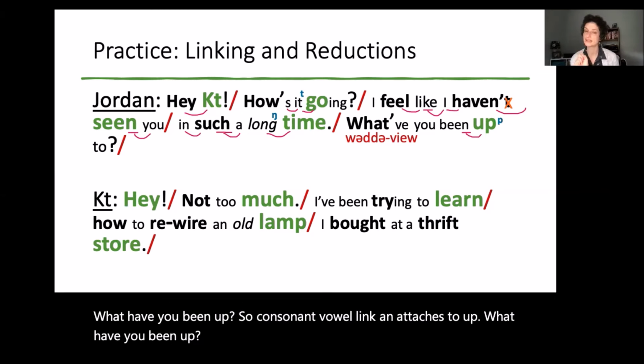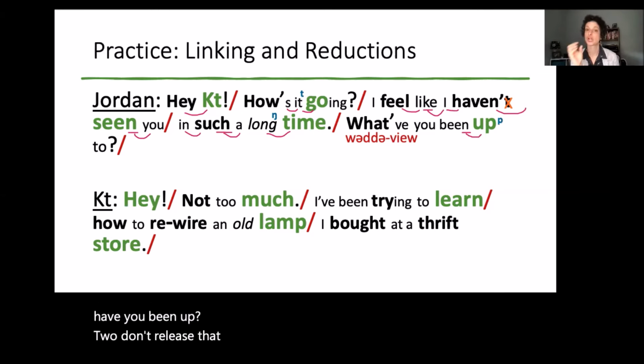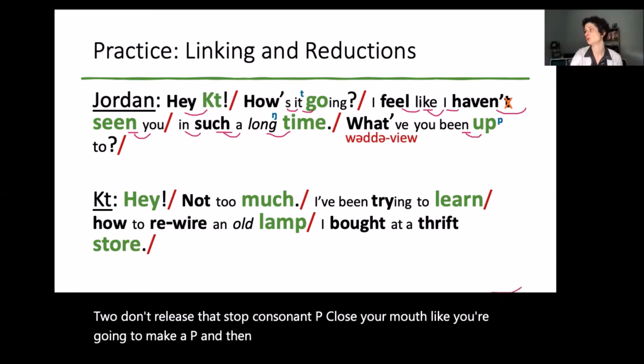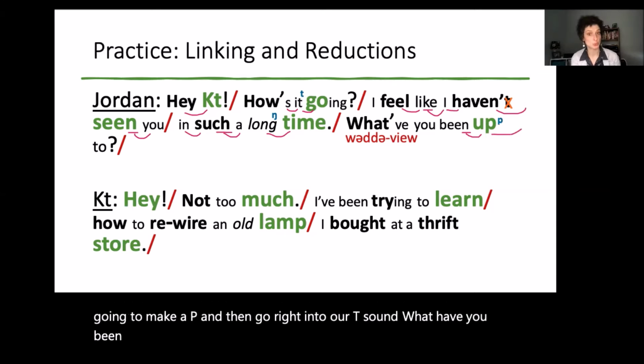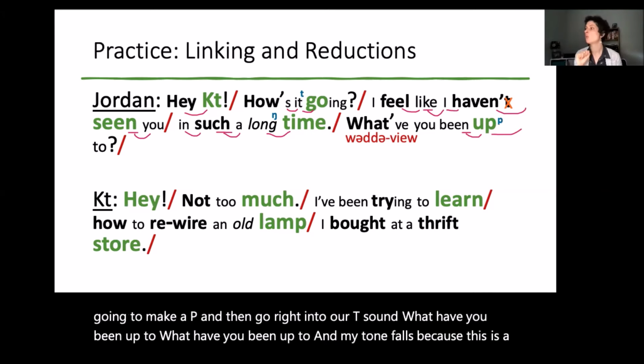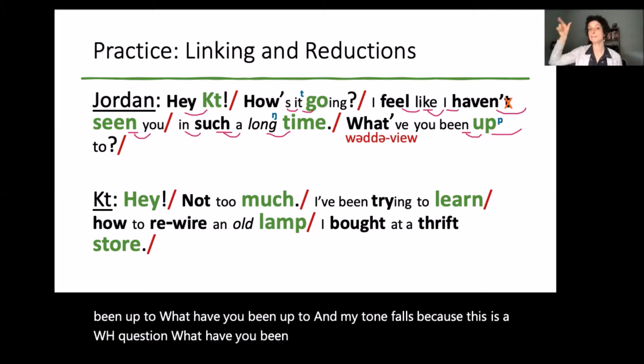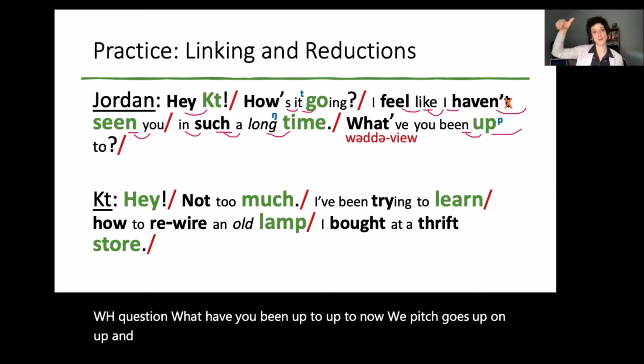Don't release that stop consonant P. Close your mouth like you're going to make a P and then go right into our T sound. What have you been up to? And my tone falls because this is a WH question. What have you been up to? Up to. Now the pitch goes up on up and then drops on to, right? Because up is our strongest stress. What have you been up to?